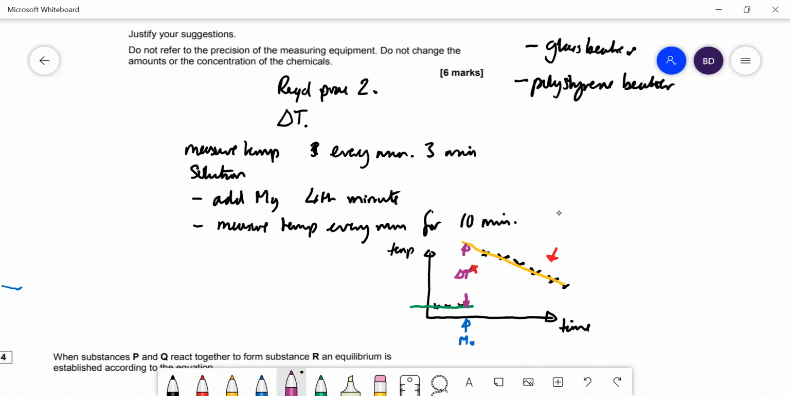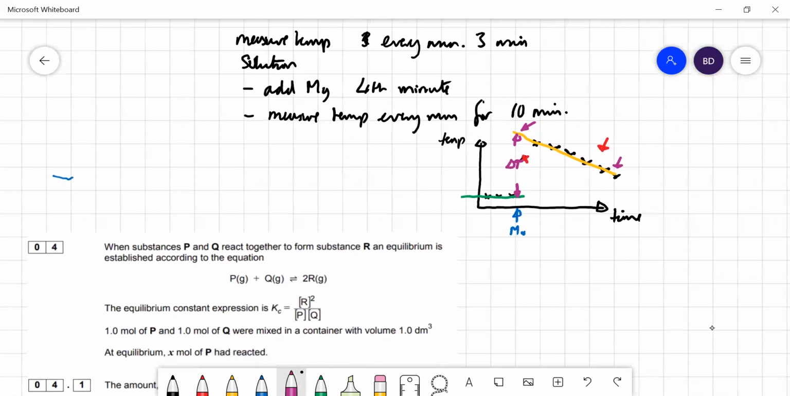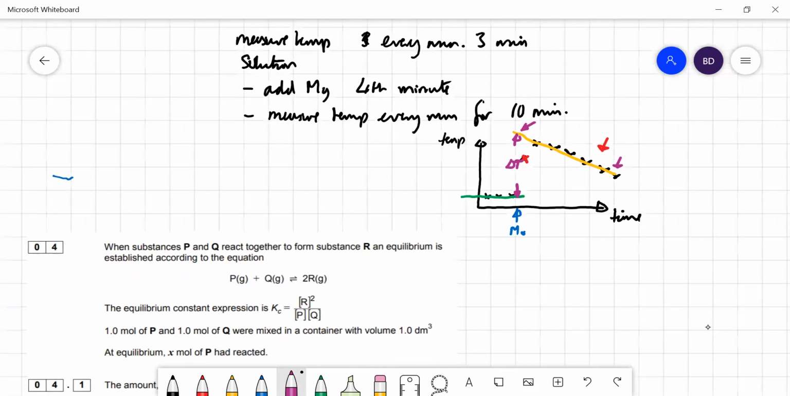And so this takes into account, you can see there, the temperature that would have been the highest temperature if the solution is continuing to lose heat at this rate. That would have been the temperature when you added the magnesium. And this gives you a more accurate estimation of delta T. So that required practical has come up an awful lot in these past papers. They seem very keen on that.